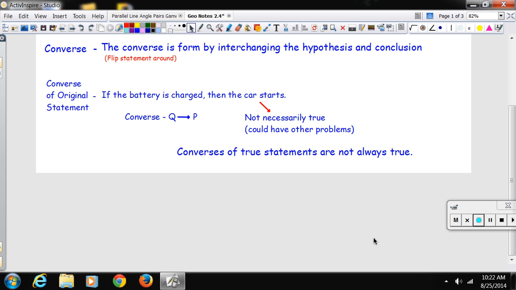Almost. Converses of true statements are not always true. They might be true, but they don't have to be true. A converse doesn't have to be true. If the conditional is true, the converse doesn't have to be. Okay, let's move to inverse.